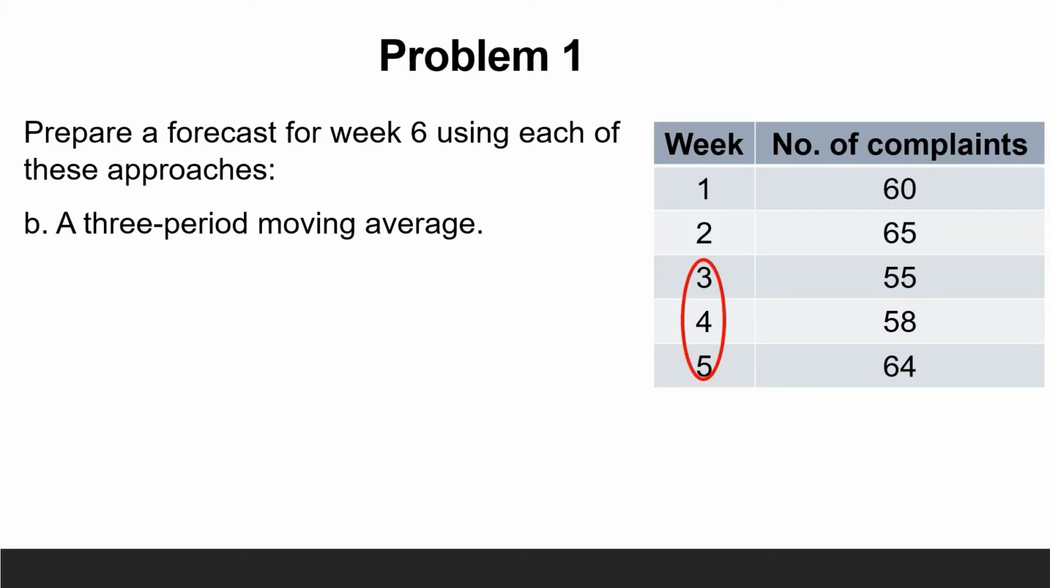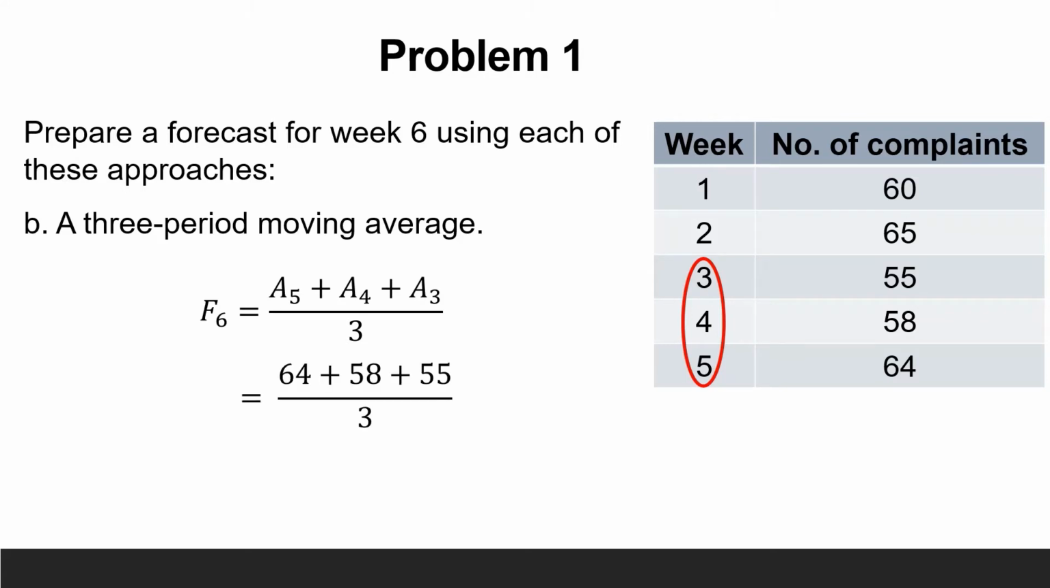The second requirement is to calculate the forecast for week 6 using the 3-period moving average. This means using the most recent 3 weeks, which are 5, 4, and 3. So, F6 equals A5 plus A4 plus A3 divided by 3. This equals 64 plus 58 plus 55 divided by 3, equals 59.